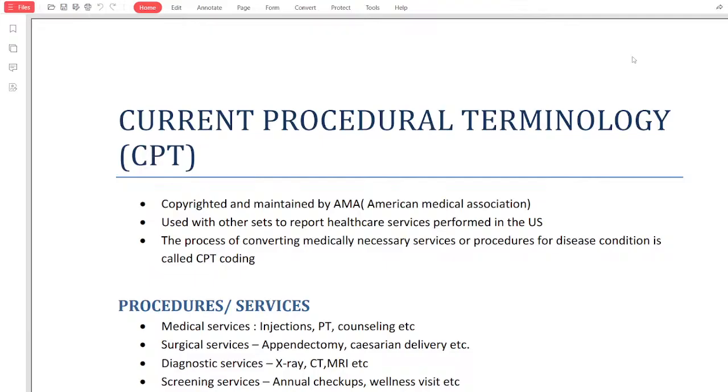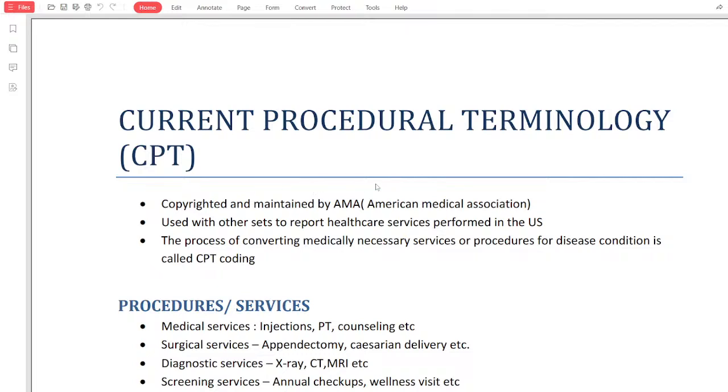First of all, what is CPT? CPT means Current Procedural Terminology. This is the full form of CPT. Mostly in medical coding interviews, they ask about the short form and long form of particular words. So you should have basic knowledge of CPT, CPC, ICD, HCPCS. You have to understand all the short forms.